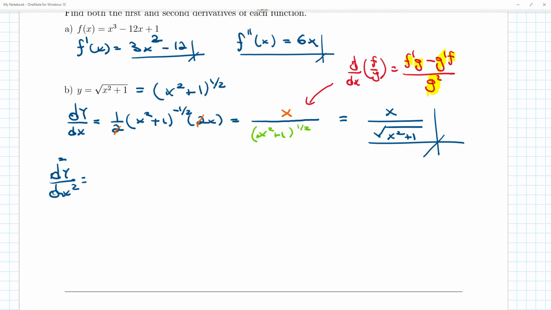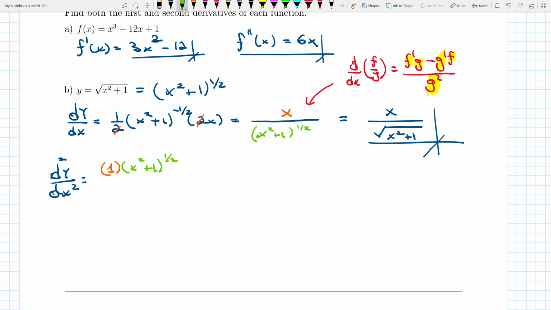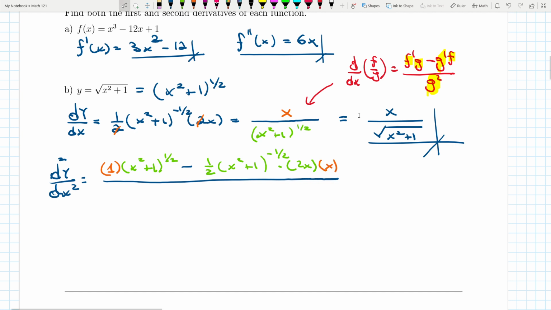So let's take the derivative of the numerator. So in the numerator we have in orange an x, the derivative will be a 1 times the denominator without differentiating. Minus the derivative of the denominator, which in this case is 1/2 x squared plus 1 to the negative 1/2 times the derivative of the inside of the parentheses, which is 2x. Okay, and then the whole thing right here divided by the denominator squared, which in this case, oh, by the way, I forgot to multiply by the f, which is x, all right, which is this f right here.